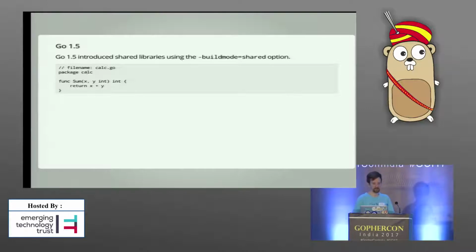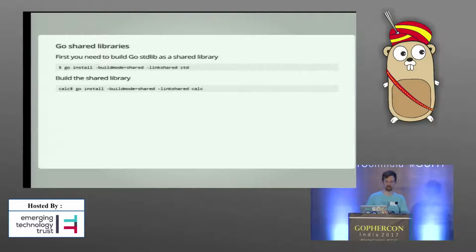So here we have a simple example of a calc shared library that implements this sum function. When we build that, we have to use this build mode shared, and we also use this link shared option, which will then cause it to dynamically link. But one of the things you have to remember when you do this is that first you have to build the standard library as a shared object, or a shared library, so you can then link to the standard library. Once you do that, you can then build your own shared library.